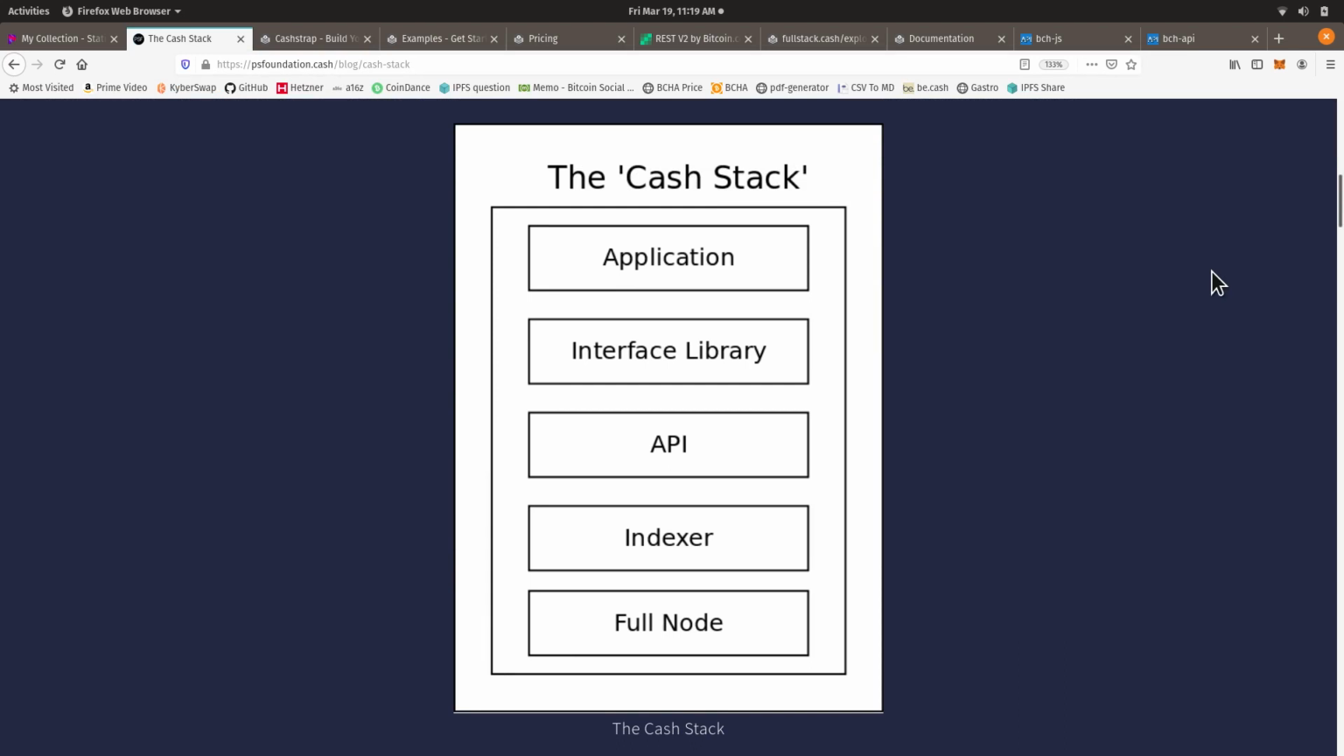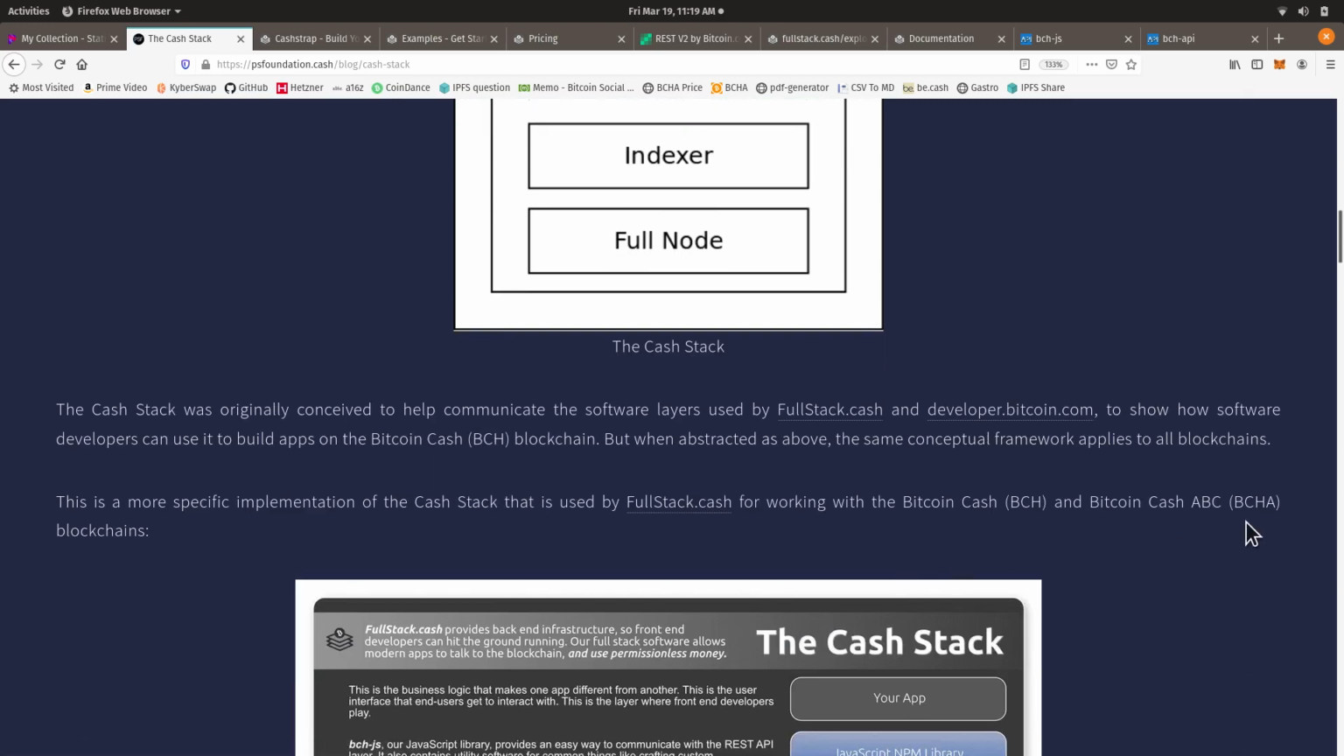They both follow this model, where at the top is the application, like a phone app or a web app that you ultimately want to present to the user. At the bottom is the full node, the most basic piece of software used to talk to the Bitcoin Cash network. And then in between are different layers of infrastructure. So you need indexers in order to track UTXOs and address balances and tokens. And then you need something like rest.bitcoin.com or BCH API to act as a REST API to talk to these lower level pieces of infrastructure. And then you're going to have an interface library like BCH.js or Bitbox that the application is going to interact with. And so this is the cache stack.